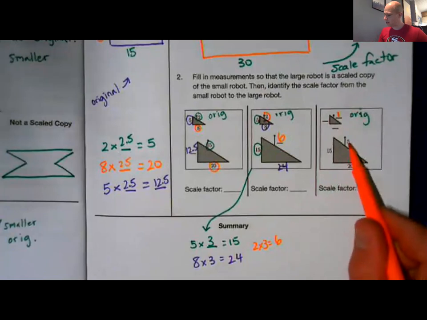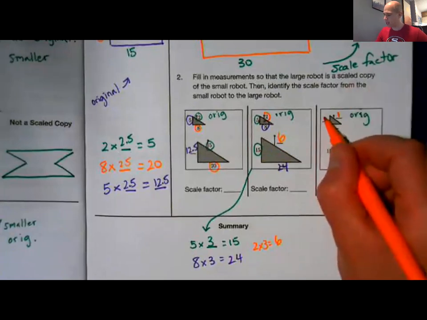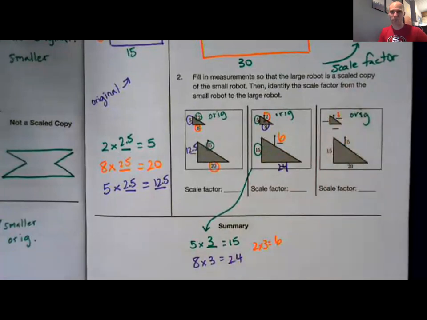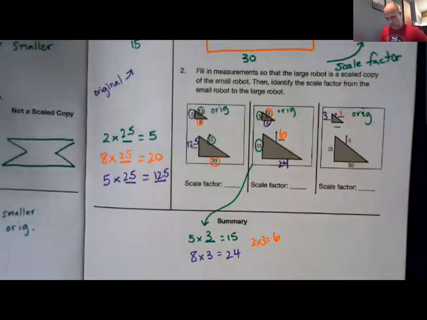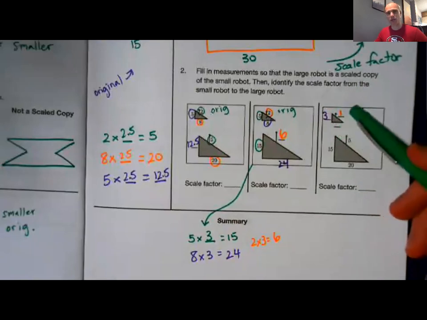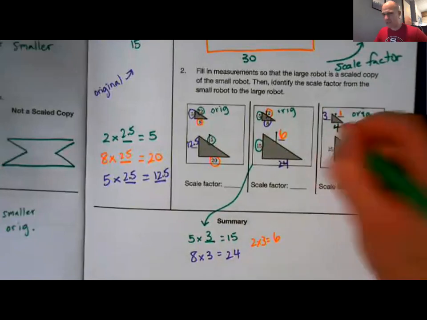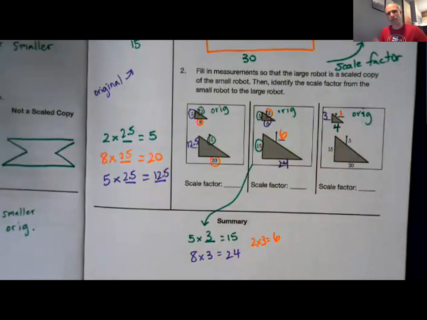Since 15 is 3 times bigger than 5, this side here needs to be 3 times bigger than 1. What's 3 times bigger than 1? 3, Mr. Thomas. And then because 20 is 4 times bigger than 5, this bottom side of this triangle needs to be 4 times bigger than this 1. So it's going to have to be a 4, right? So we'll put a 4 there. That one was a little bit weirder, but it just required a little bit of thinking about ratios and proportions.